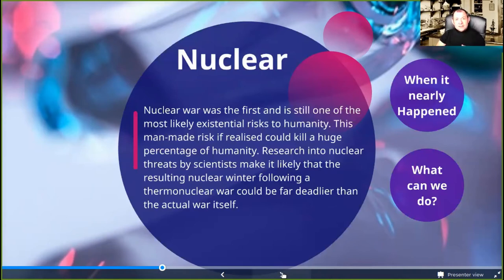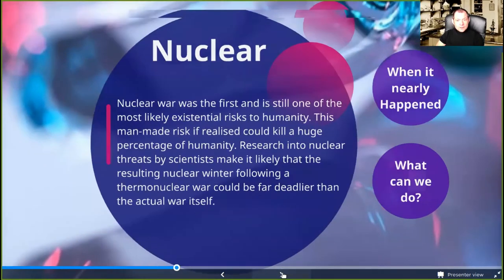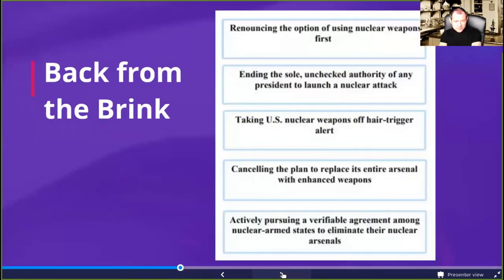Saying that, some larger countries have arguably got crazy leaders in charge too, or at least ones that are very emotional and very prone to aggression. That's a dangerous situation for us to find ourselves in. So what can we do? How do we get back from the brink?